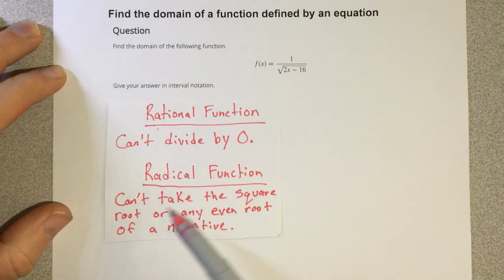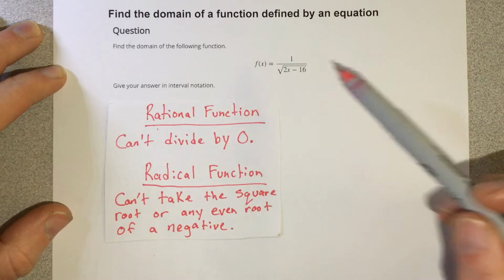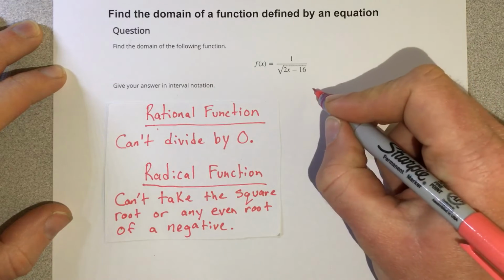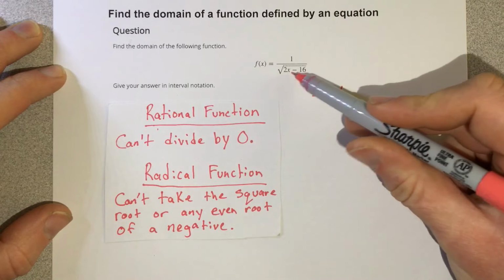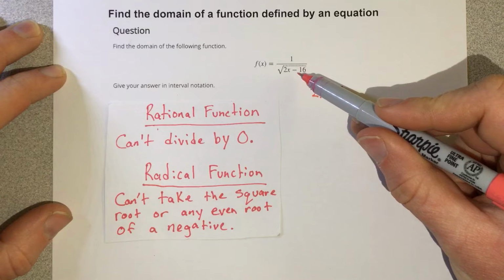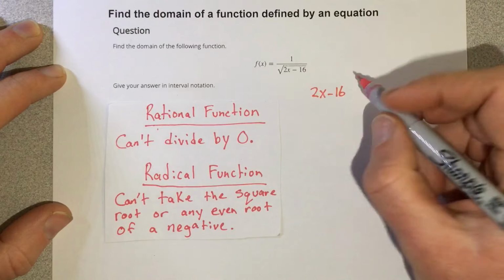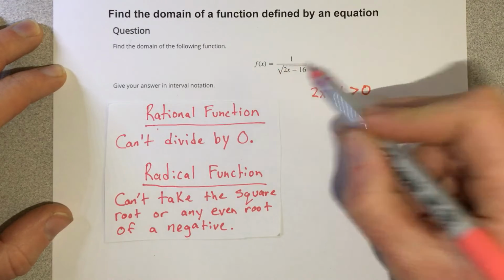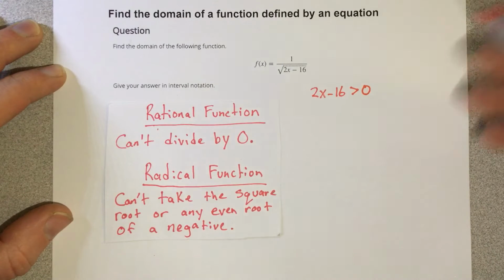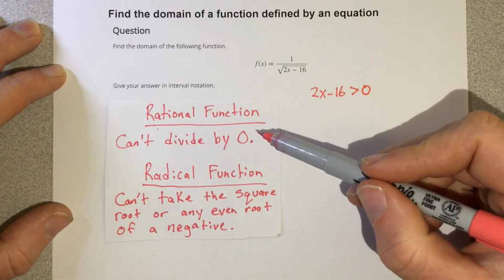But we know with a radical function, you can't have a negative inside of the square root because then you get an imaginary number. So what we're going to do is combine these two things together. I'm going to say that 2x minus 16 has to be greater than or equal to 0 for the radical piece, but because we're in the denominator and we can't divide by 0, I have to actually say that it's greater than 0. So this denominator has to be greater than 0 because it can't be negative inside the square root, and it also can't be 0 because of the rational function.